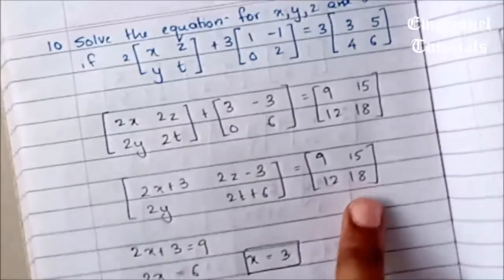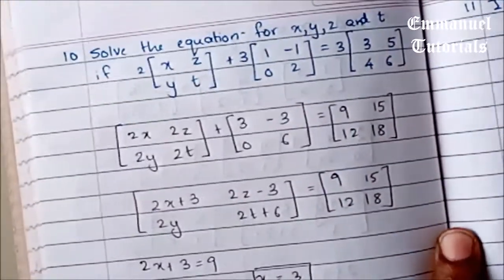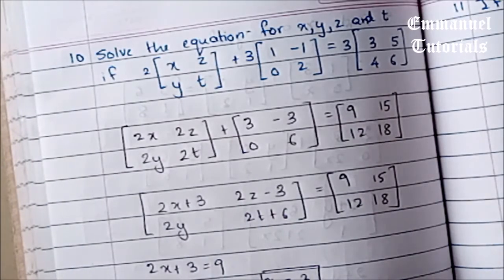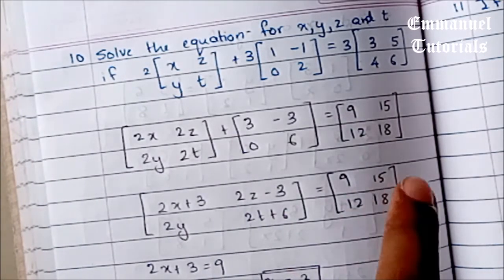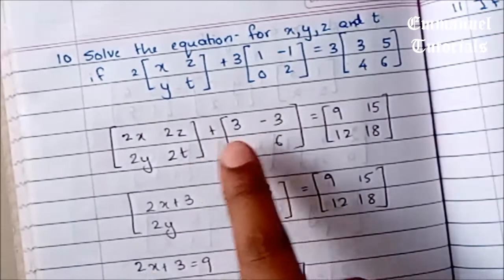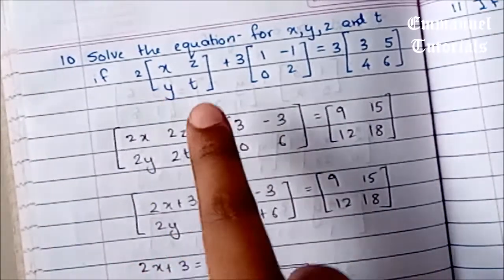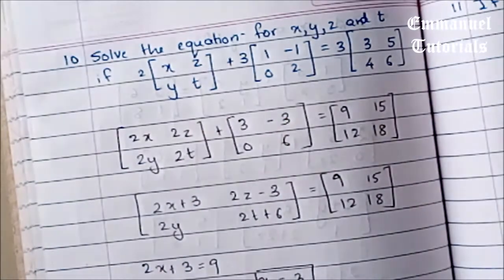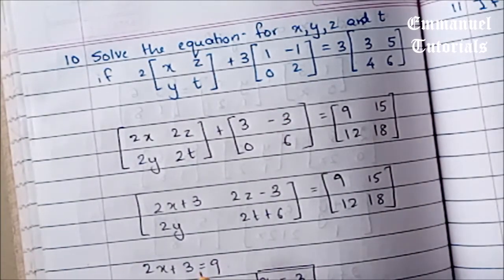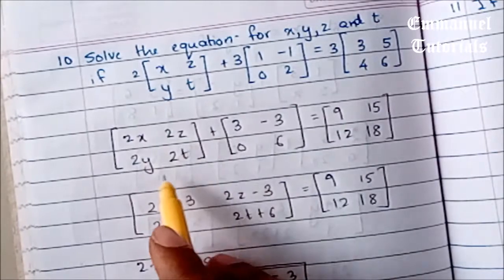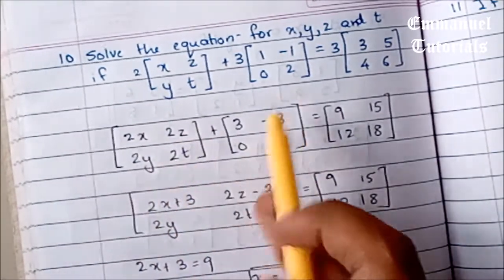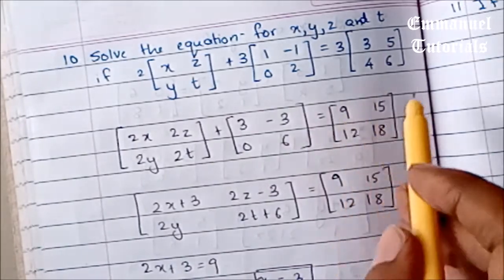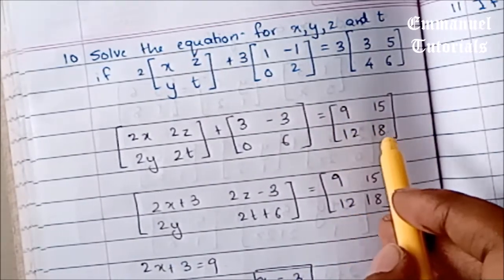Now the 10th question, solve the equation for x, y, z and t. So this is similar to the previous question but we have 4 variables here. So we'll directly multiply the value 2 by each of the elements in the matrix and 3 and similarly 3 in the third matrix. So it will be 2x, 2z, 2y and 2t, 3, minus 3, 0, 6, 9, 15, 12 and 18.